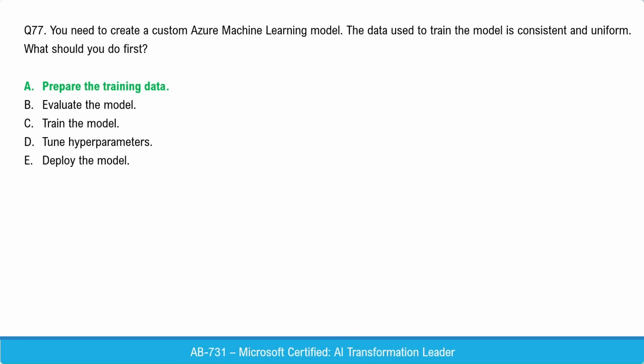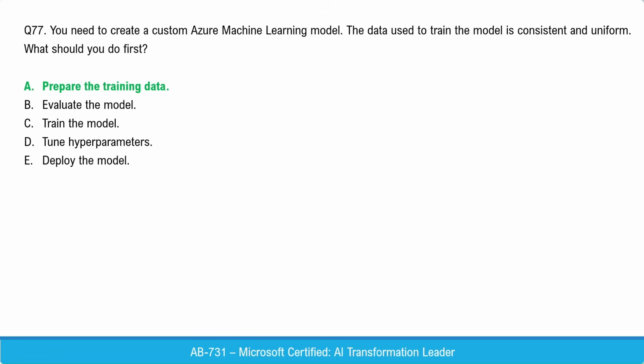Let's walk through the proper machine learning lifecycle. Even though the question says that the data is consistent and uniform, the first step is always data preparation. Option A is correct because preparation ensures the data is clean, properly formatted, labeled if required, and split into training and testing datasets. Without this step, the model cannot learn correctly. Looking at other options, option B, evaluate the model, comes after training. You can only evaluate performance once a model has been built. Option C, train the model, is the next step after data preparation.